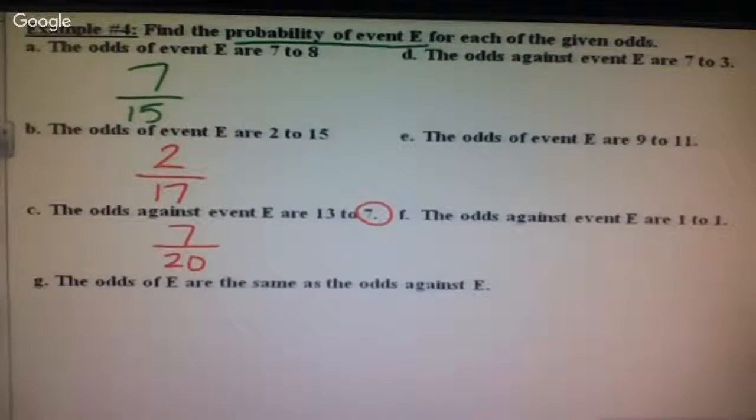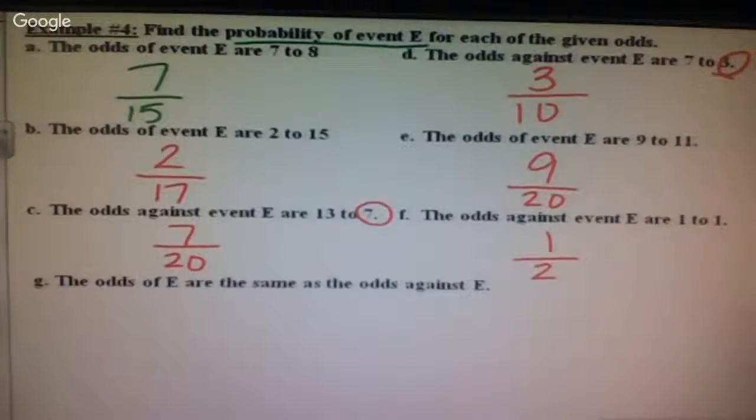Okay. D. What goes on bottom? 10. What goes on top? 3. Good. This is against, so I need the second number. E. What goes on the bottom? 20. What goes on top? 9. Awesome. Okay. F. What goes on the bottom? 2. What goes on top? 1.